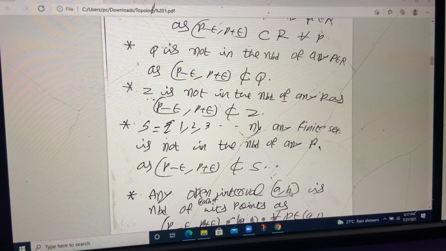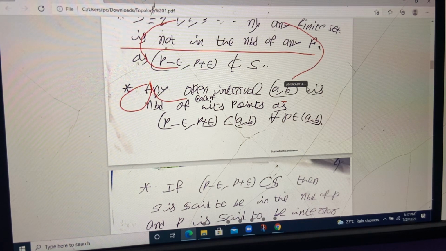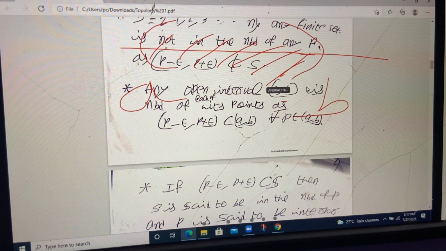Next one, every open interval. An open interval means all the real numbers in between A and B. So what is an open interval? How did we define that? This is A, this is B. So all the points in between A and B, and A is not included, B is not included, then it is what is called an open interval A comma B.